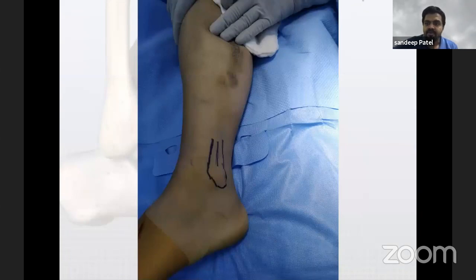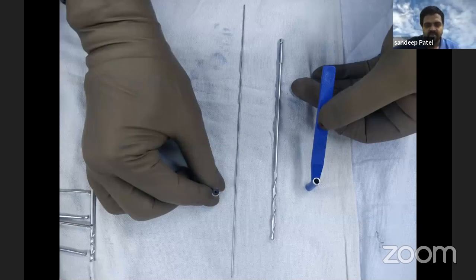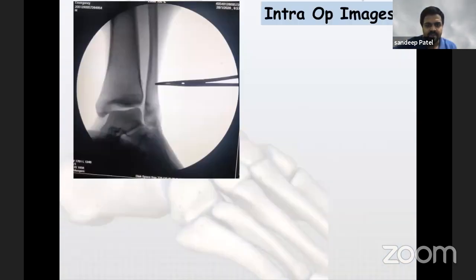So in this case, how do we address the syndesmosis? It can be with two screws or a syndesmotic tightrope. We thought of using a tightrope in this case because it's more like a ligamentous injury. So we used the syndesmotic tightrope kit in this case.